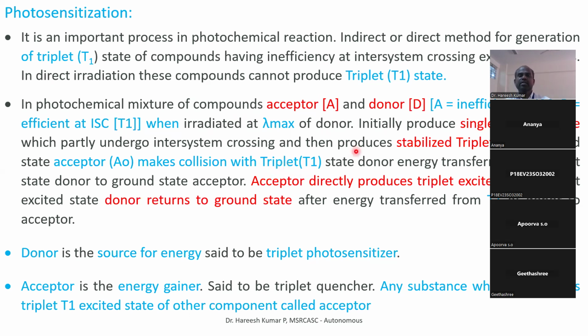Once they reach the triplet state, they can donate the energy to the substrate. If the substrate is an olefin, taking energy from the carbonyl triplet state, then the olefin directly enters the triplet state. In this process, carbonyl compounds act as donors and are called triplet photosensitizers. Olefins are called acceptors; they are the energy gainers, and are also called triplet quenchers. Is it clear? Any questions? If there are no questions, I will take these words in terms of equations.